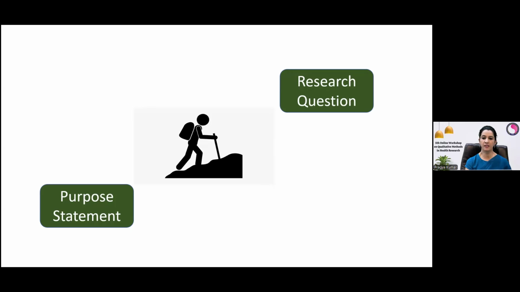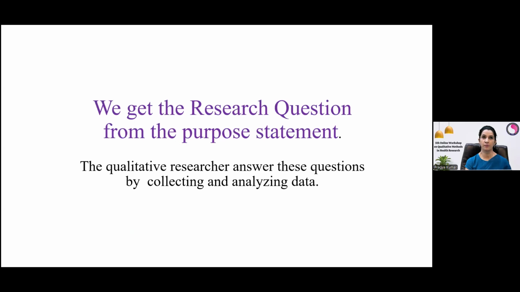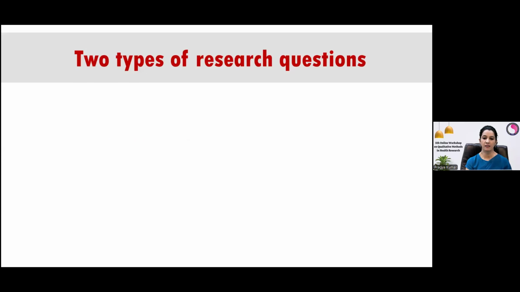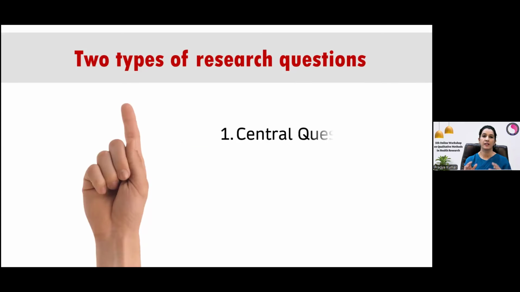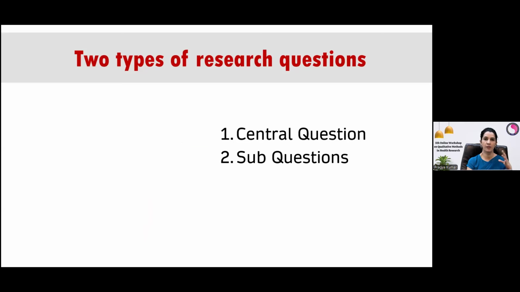Then comes the research question. We generally get the research question from the purpose statement. There are two types of research question: a central or main question, and then sub questions. Sub questions are smaller sections of that central question, and they help you in forming the interview guide. The interview guide you form is based on these sub questions.